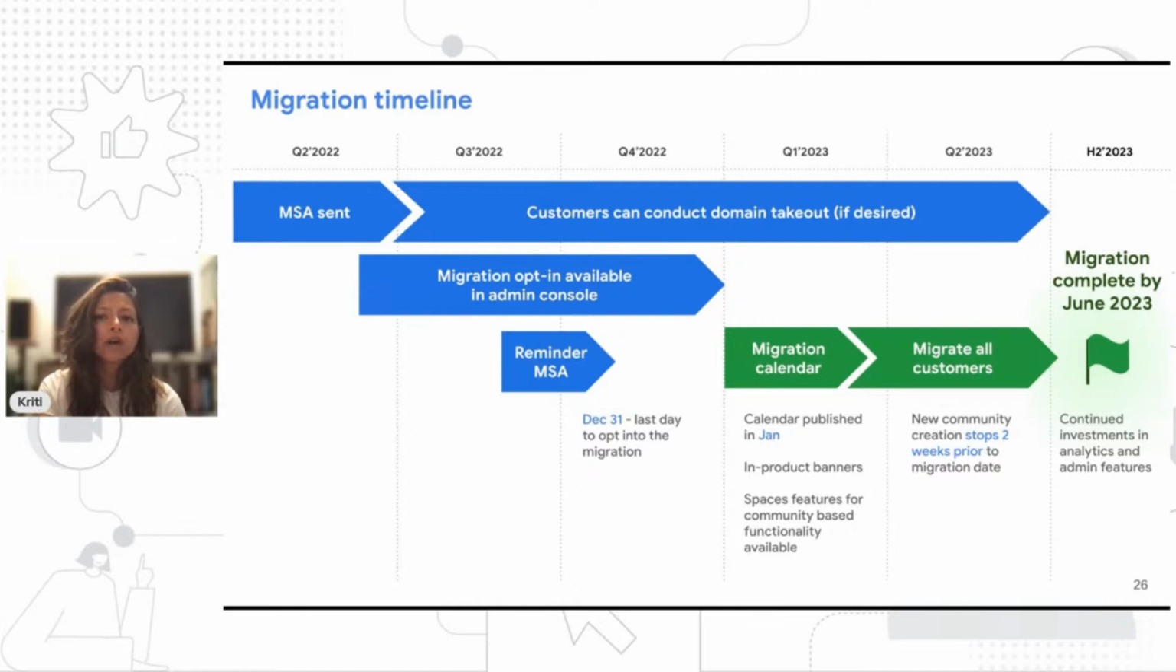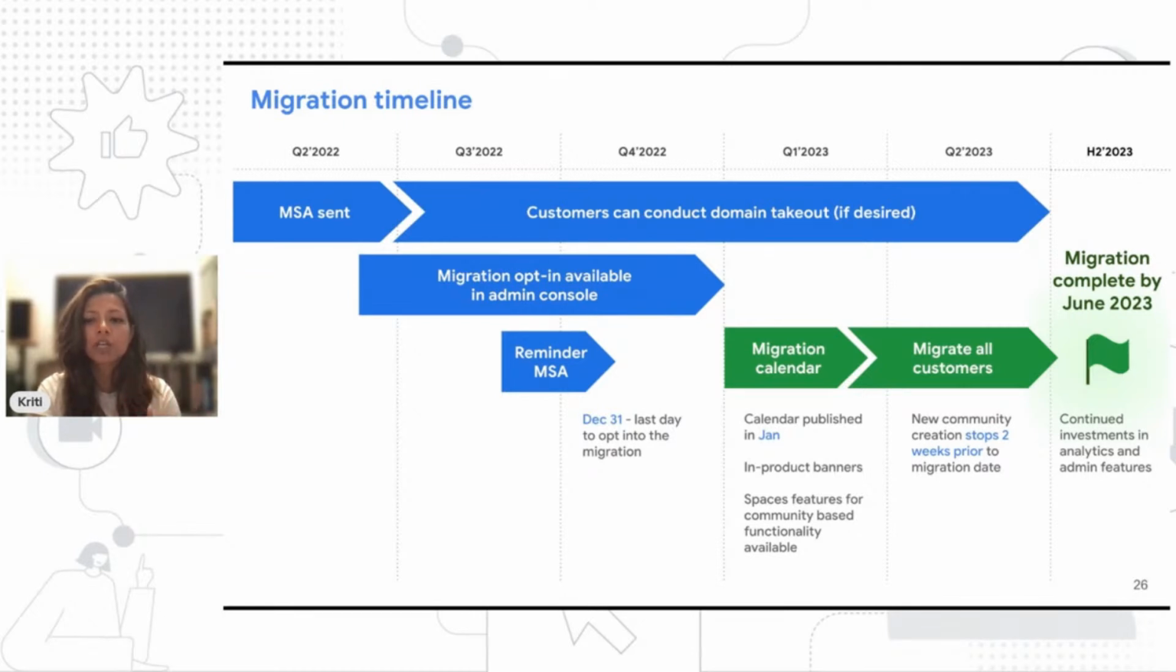And starting now until January 2022, starting from now and until June 2023, you're able to do a domain-wide takeout and essentially download Currents data if that's something that you want to do.